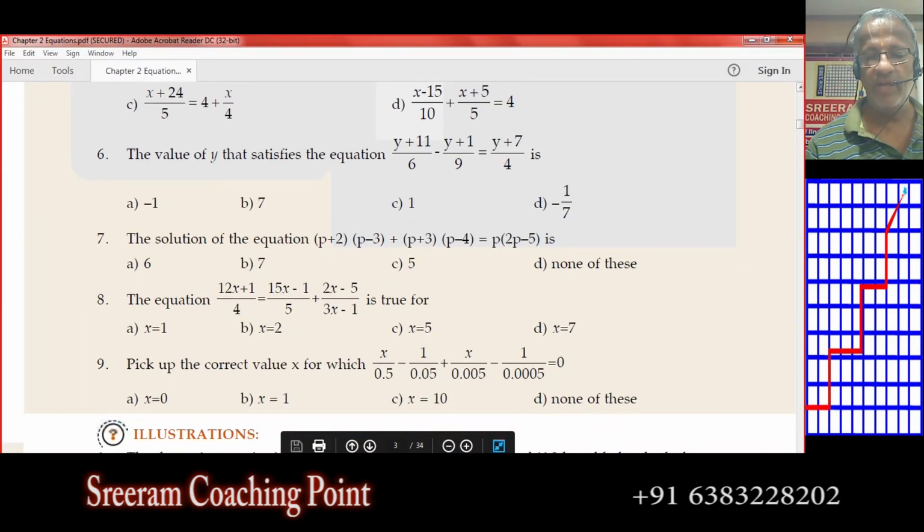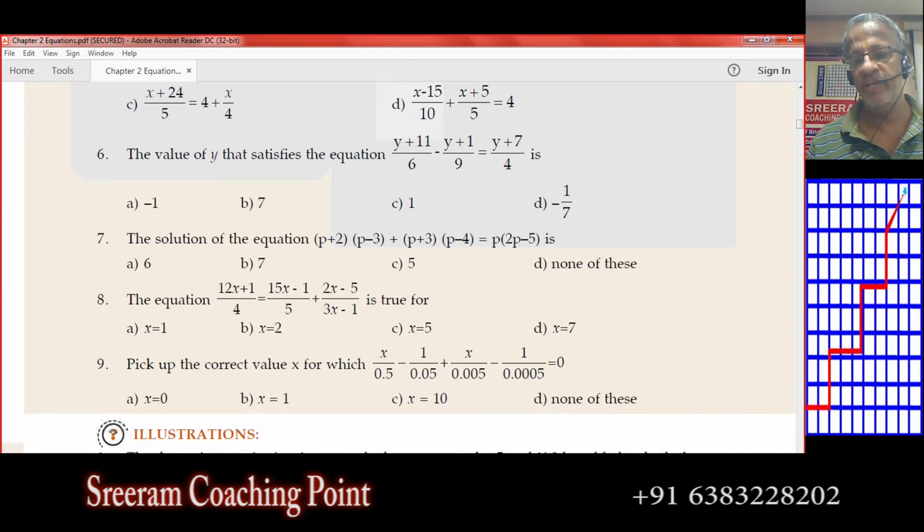Pick up the correct value for x, for which x divided by 0.5 minus 1 divided by 0.05 plus x divided by 0.005 minus 1 divided by 0.005 equal to 0. What should be the value of x?